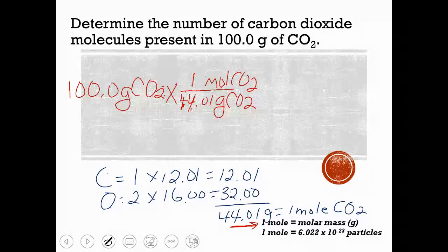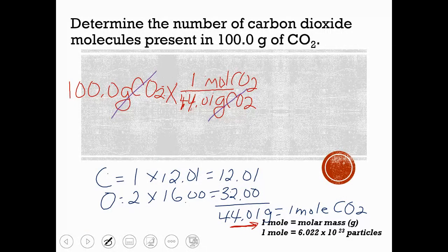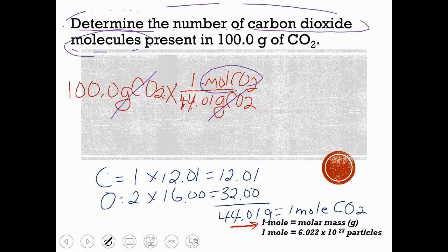Now you have to look at the problem. If we stop at this point, crossing out the grams of CO2, our answer is going to be moles of CO2. That's not what this problem is asking for. It says determine the number of molecules. So you need another step to convert from moles of CO2 to molecules. And for that, we are again using Avogadro's number. But this time we're putting the moles on the bottom so that the units divide out.